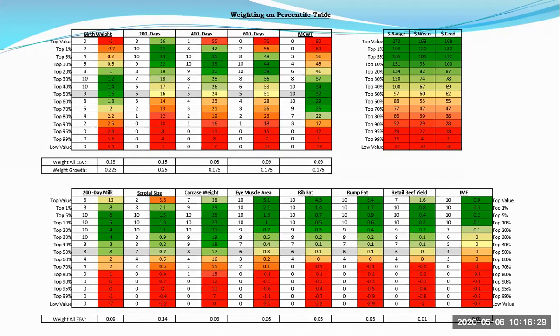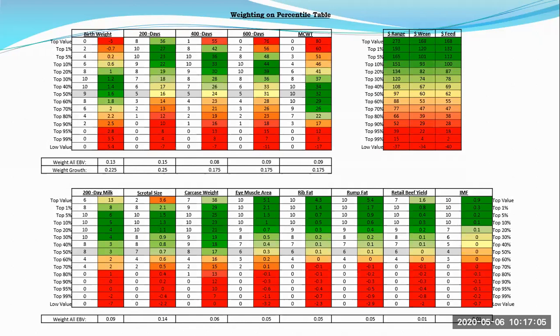At 200 days we want to be high, 400 days we're coming a bit down, 600 days we're coming a bit down. We don't want those big animals. Mature cow weight, we want to be at average or even a bit below average. If we go to the bottom graph, you've got the milk. We are aiming above average. Scrotal size, of course, also carcass weight, and then the carcass traits: the eye muscle area, rib fat, rump fat, we want to be in the top values there.